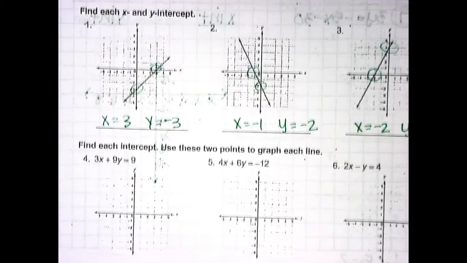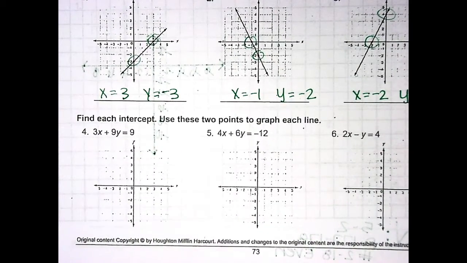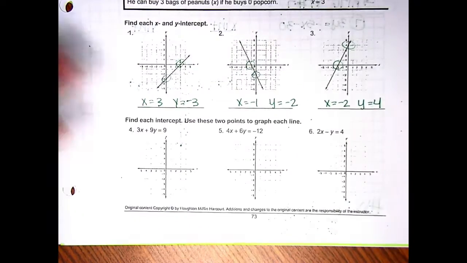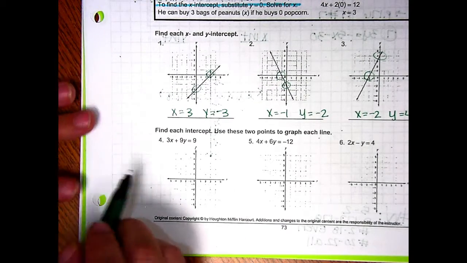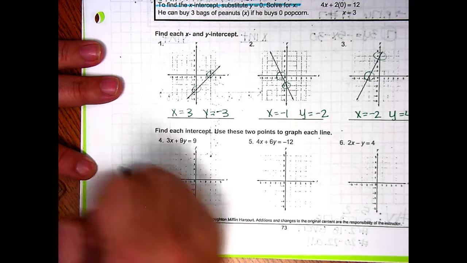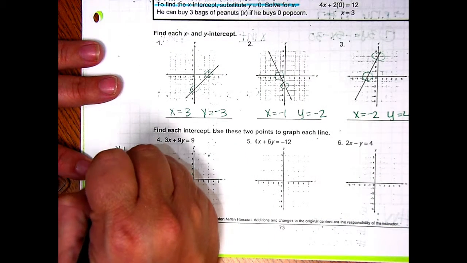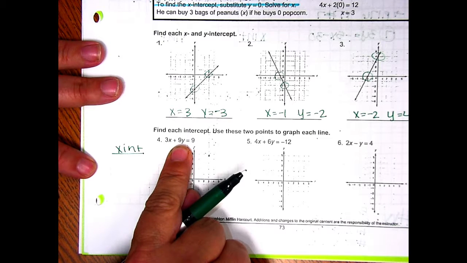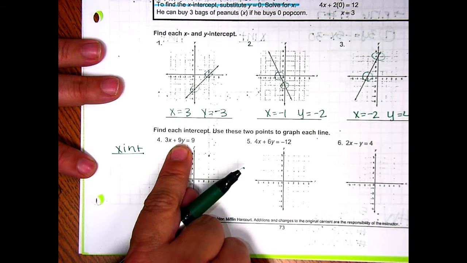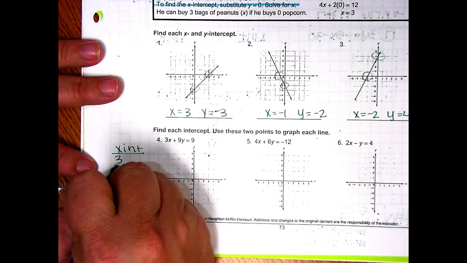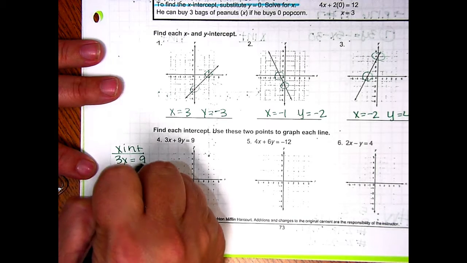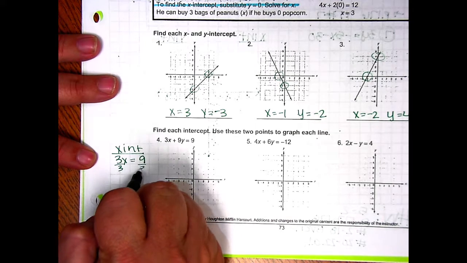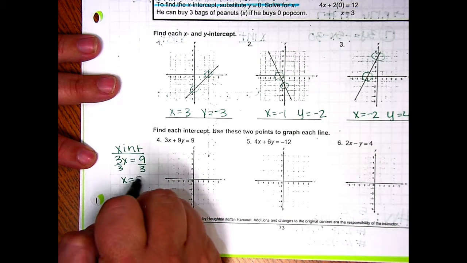For examples 4, 5, and 6, it says find each intercept. Use these 2 points to graph each line. So we're going to go off to the side. When I do the x-intercept, I would make y 0, so realistically, it's just going to go away. So I'm going to say that 3x equals 9, and then divide by 3. So the x-intercept is 3.